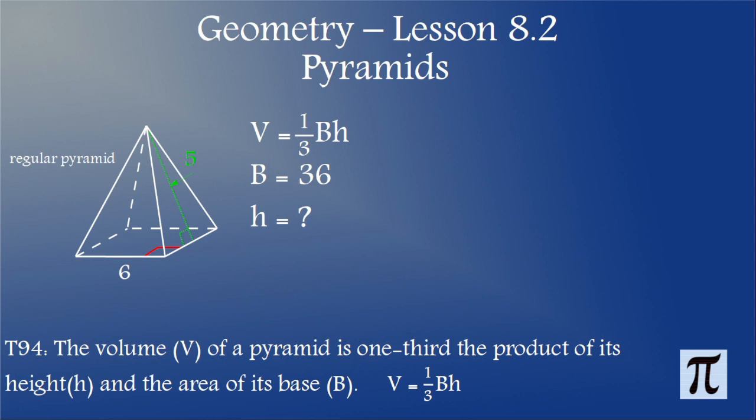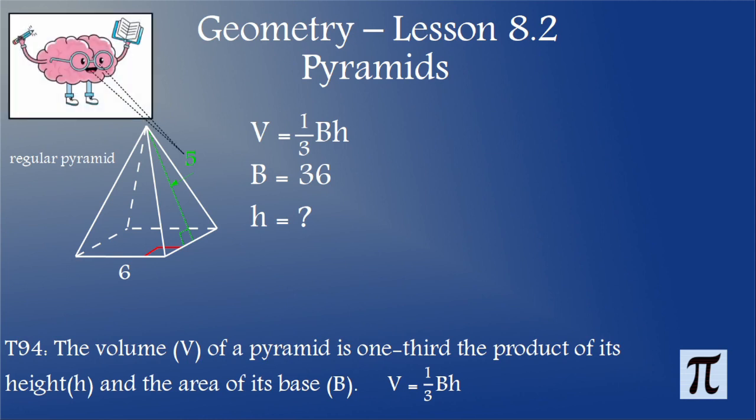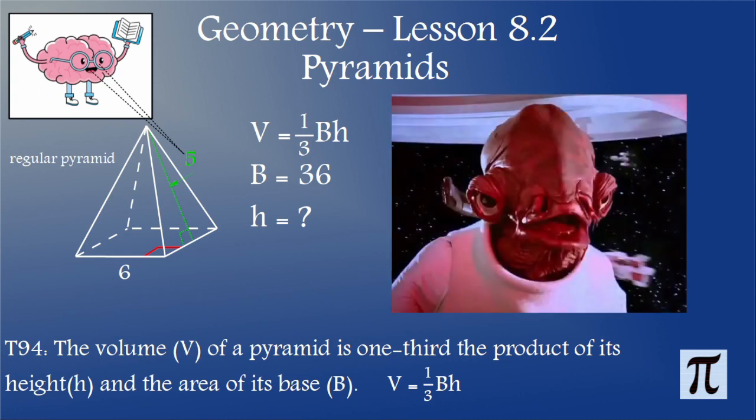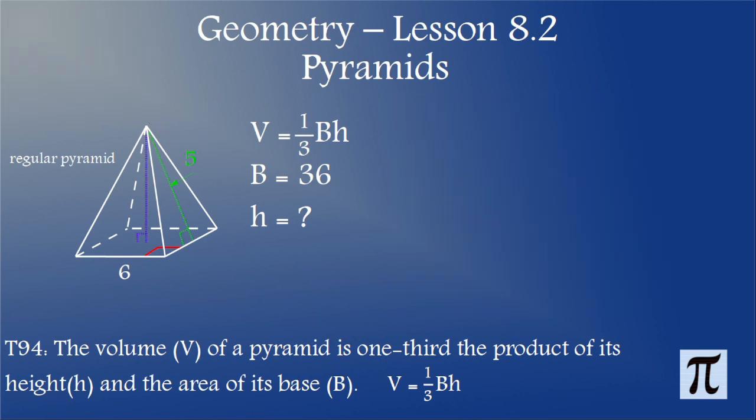What about the height of this regular pyramid? Now your brain and your eyeballs probably look right at this 5 that we've been given and think, hey, that's the height. But it's a trap. Remember, 5 here is the slant height, not the actual height. This is the height that we need. This is the h in the formula. This is the true height of the pyramid.